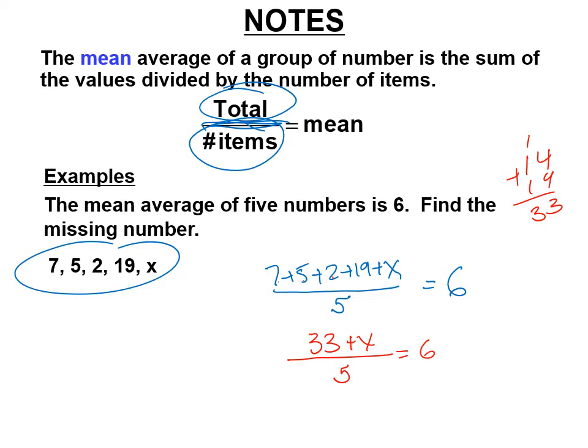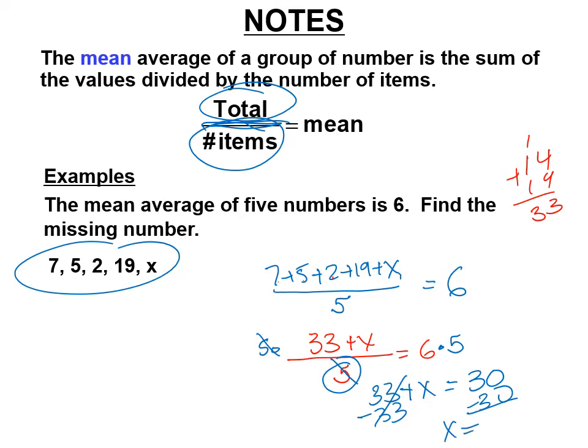Right now, we may have not done exactly one that looked like that, but how are we going to get rid of this 5 that's dividing our 33 plus x? Well, we're going to multiply both sides by 5. And we get 33 plus x, I almost wrote 33x. All right, so 33 plus x equals 30. We're going to subtract 33 from both sides, and the missing number here is -3, right? To have this average out to an average of 6, that number was -3.